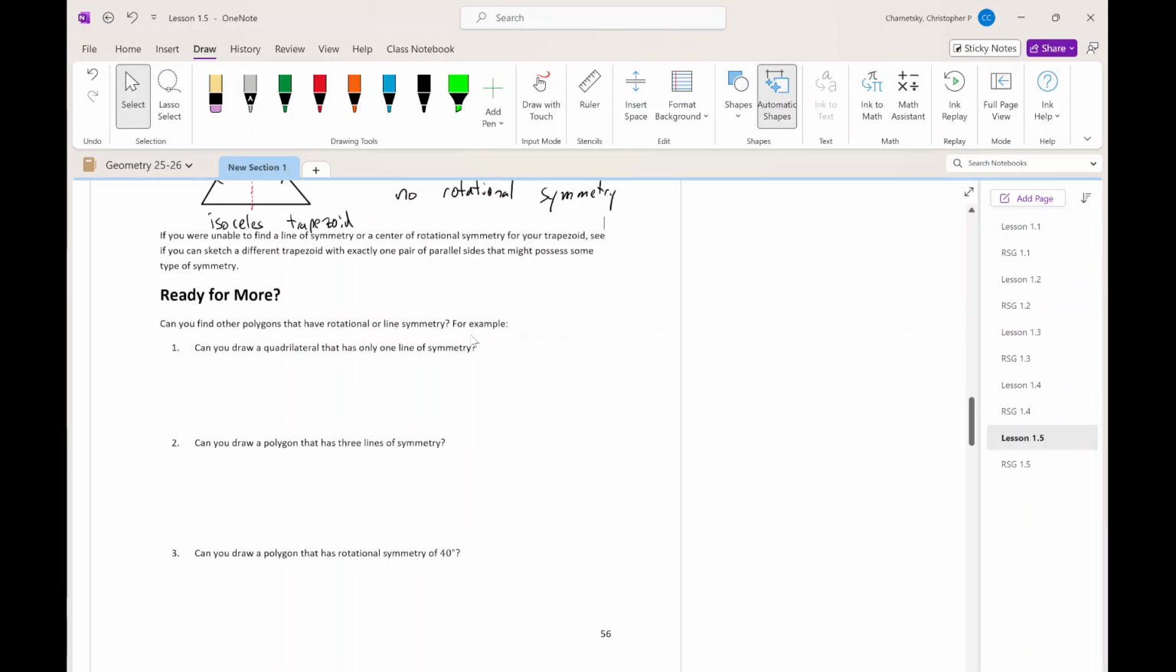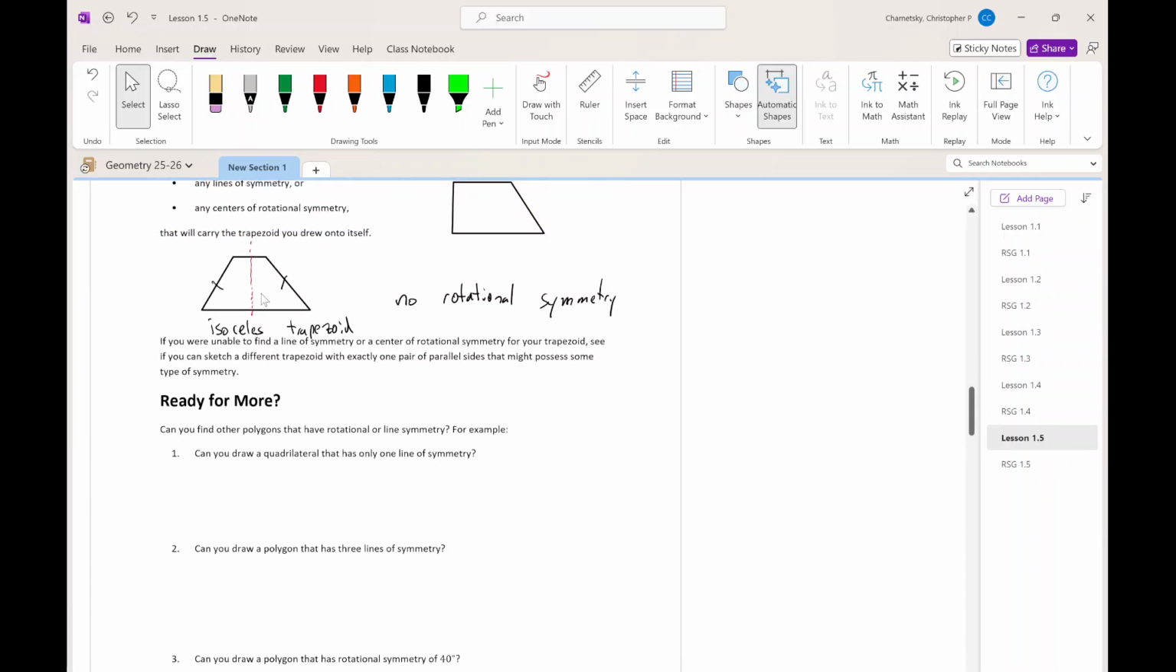All right, let's talk about some other polygons. Ready for more? Can you draw a quadrilateral that only has one line of symmetry? Well, we have just done that. Okay. The isosceles trapezoid. That only has one line of symmetry.